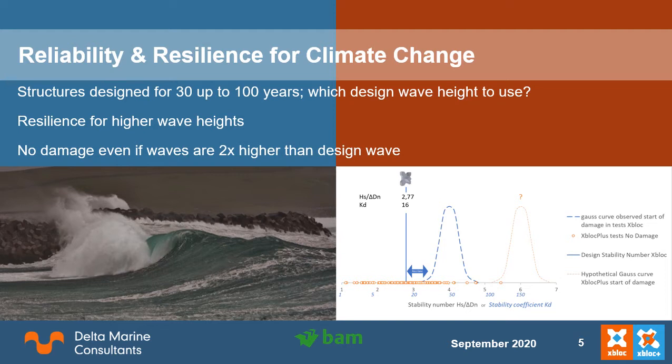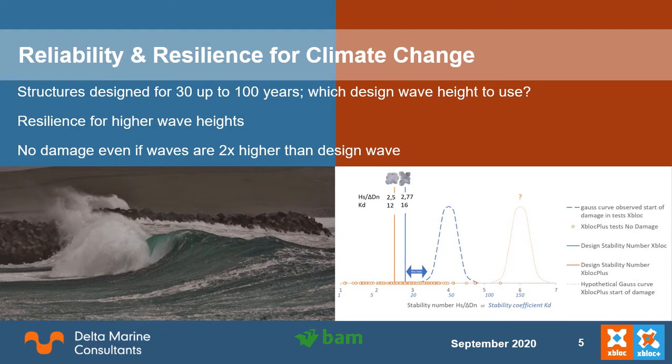So we've plotted this hypothetical Gauss curve for XBLOCPLUS start of damage. It could be further to the right, but it is at least very safe to say that it is further to the right than it is for XBLOC. And nonetheless, with our design stability number for XBLOCPLUS, we went to the left. We've chosen a 2.5 stability number, or a KD of 12, which results in an orange arrow, the resilience, which is far greater, and it's in fact far greater than for XBLOC, but also for other blocks in the market.